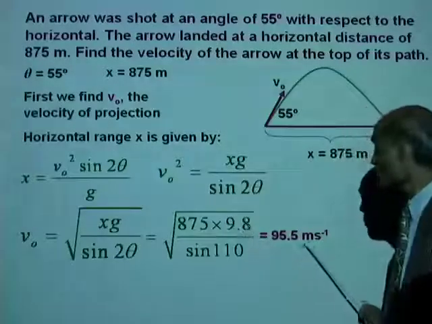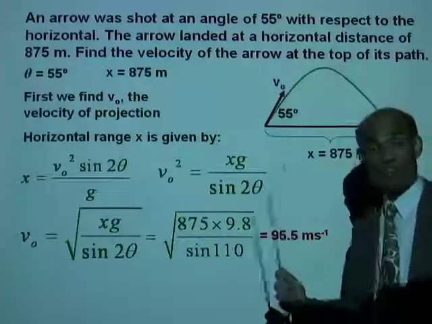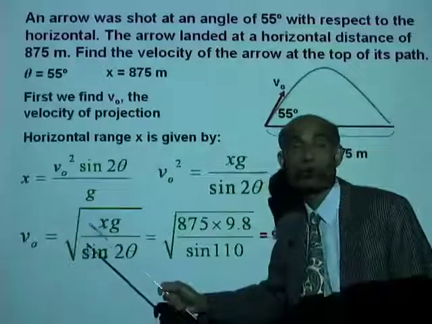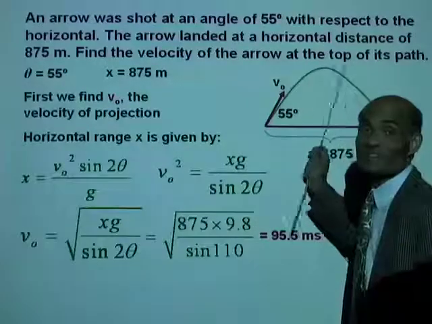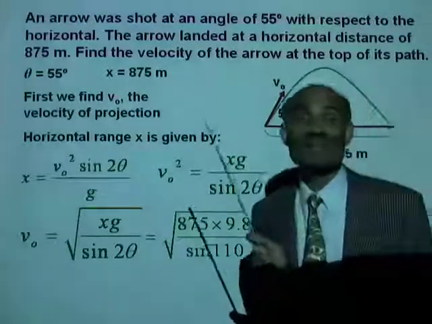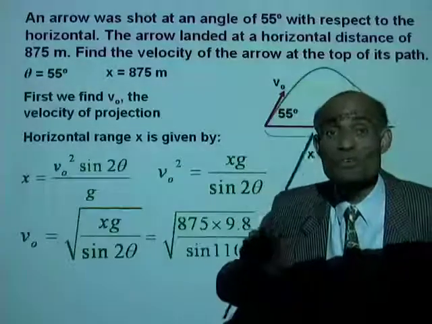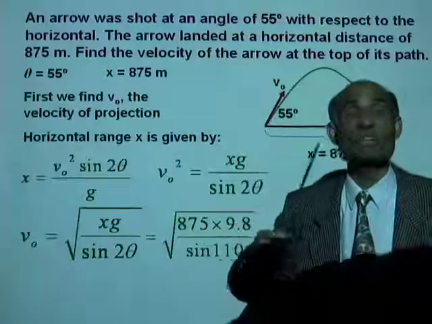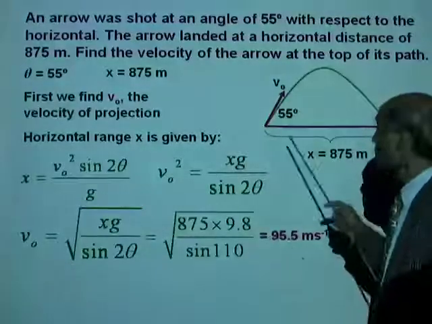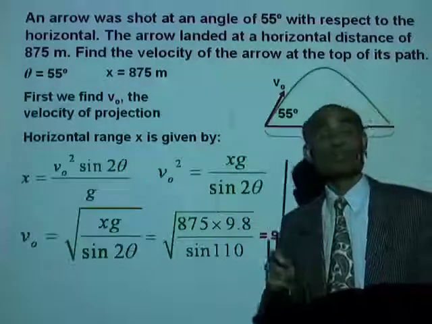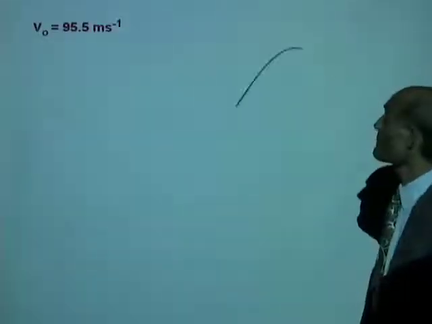If this is the velocity of projection V0, what is the velocity at the maximum height? At the maximum height, the velocity is simply the horizontal component, which is V0 cos theta. V0 you know, theta we know, therefore you can find that component of the velocity.